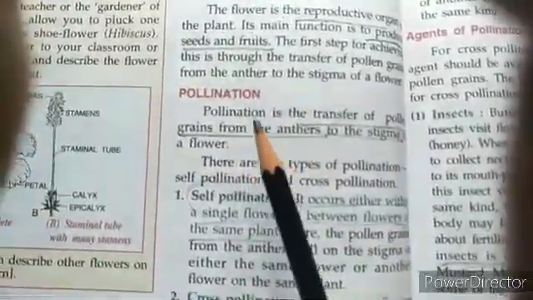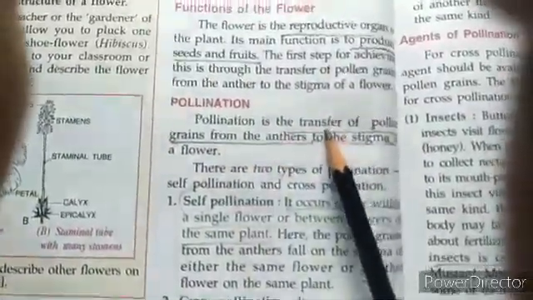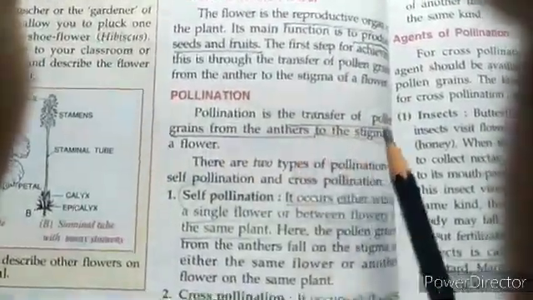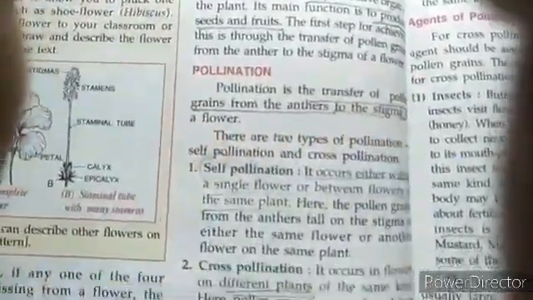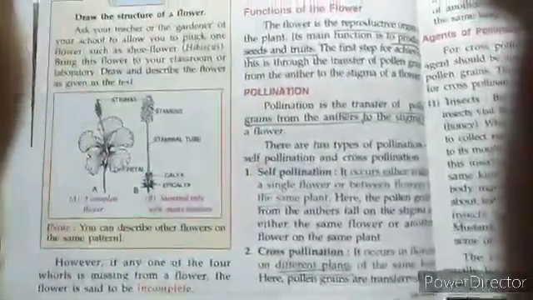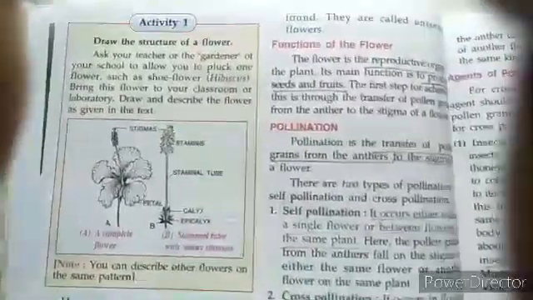Let's again go through this. Pollination is the transfer of pollen grains from the anther to the stigma of a flower. So I hope this is clear. We have easily understood this.